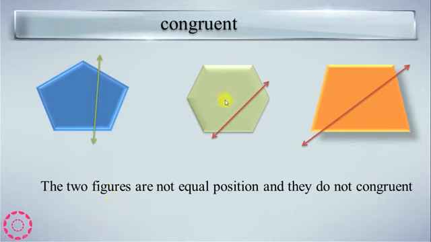Why? Because each part is different. When we cut into parts, one of the parts is small, the other part is big. They aren't congruent. If you want to have a congruent, the parts should be equal, the same size, the same shape.